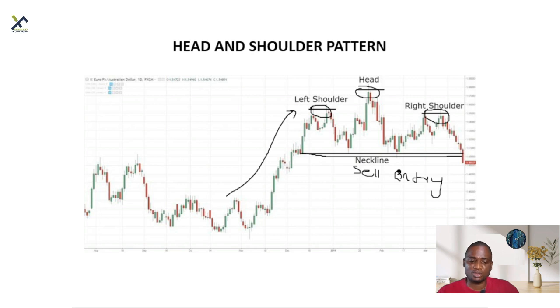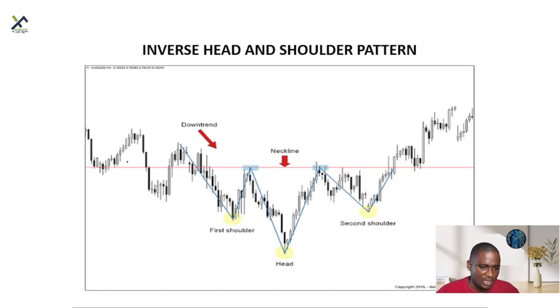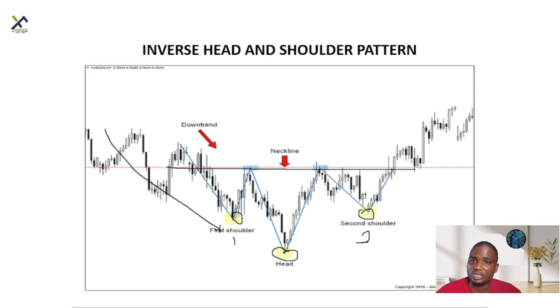Now the next one I want us to look at is the inverse head and shoulder. The inverse head and shoulder gives you a bullish reversal pattern. I locate the resistance level between the head and the shoulders. That resistance level is called the neckline. Once I spot that, I put my buy entry above the resistance line. Once the market gets to the neckline, it will trigger the market, and once it triggers the market, I will take my profit. Now let's look at the second signal that gives us a reversal in the trend movement.